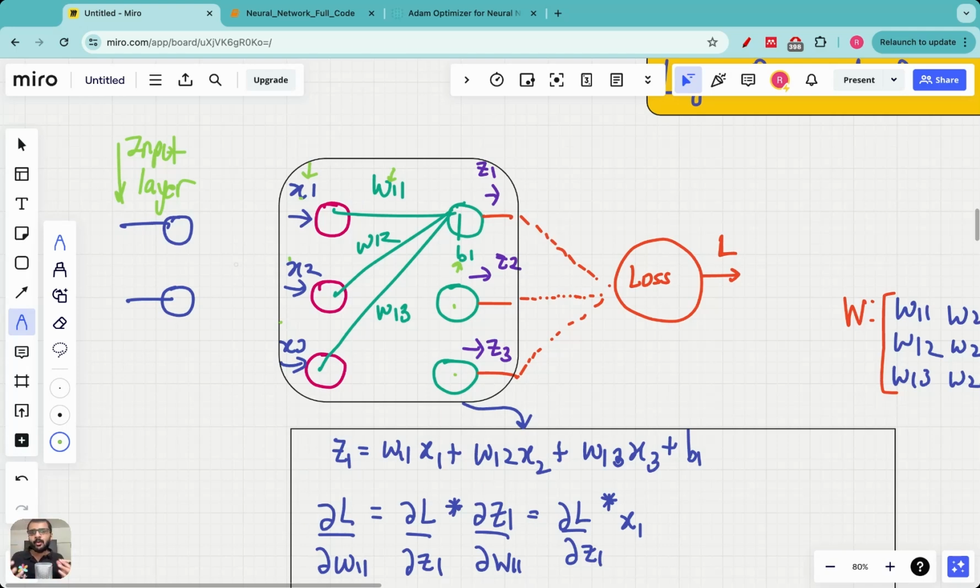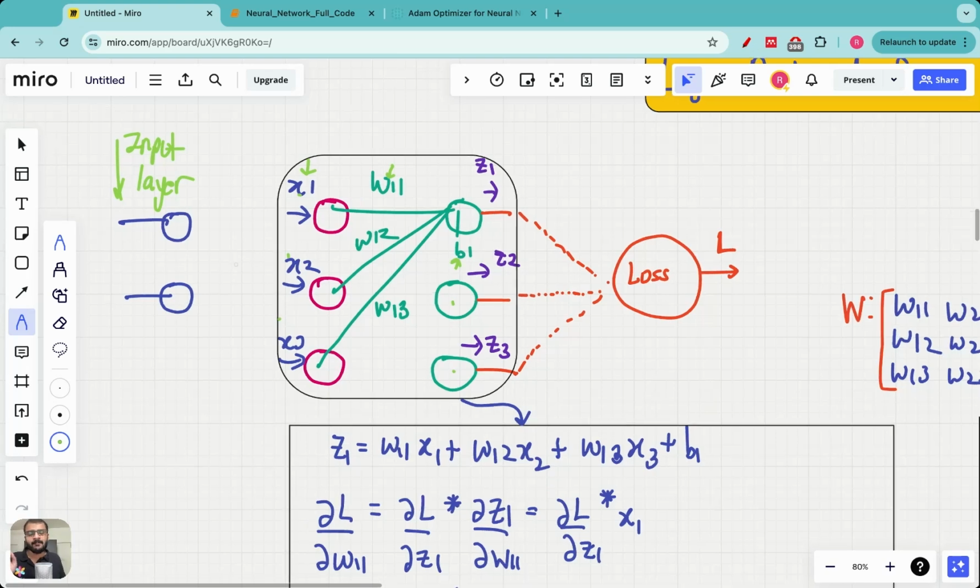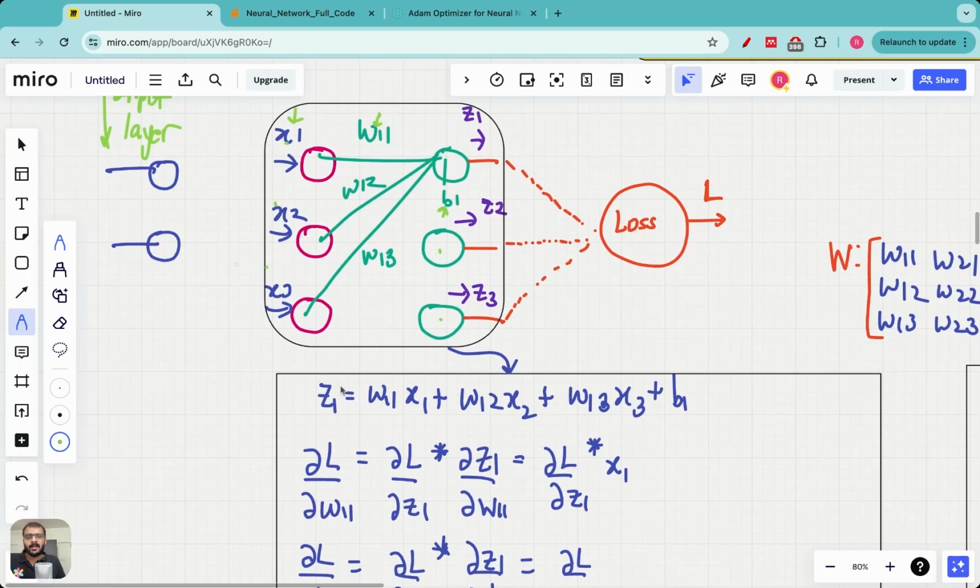For that, we are going to use one of the fundamental rules of calculus, which is called the chain rule. If you want a revision or a recap on the chain rule, I have a lecture in this series called Understanding Chain Rule, the Backbone of Neural Networks. I highly encourage you to go through that. Okay, so first let's see how to find the partial derivative of loss with respect to W11.